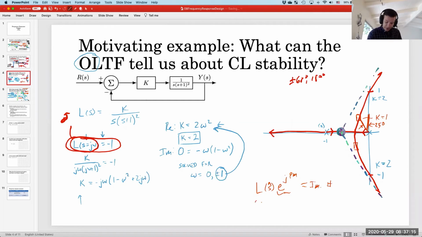This operation is why people learn about Nyquist plots, and it's why this class is a little bit harder at this point, because we don't have time to go into Nyquist plots, but this operation is much easier if you do this on a Nyquist plot rather than on a root locus or a Bode plot.